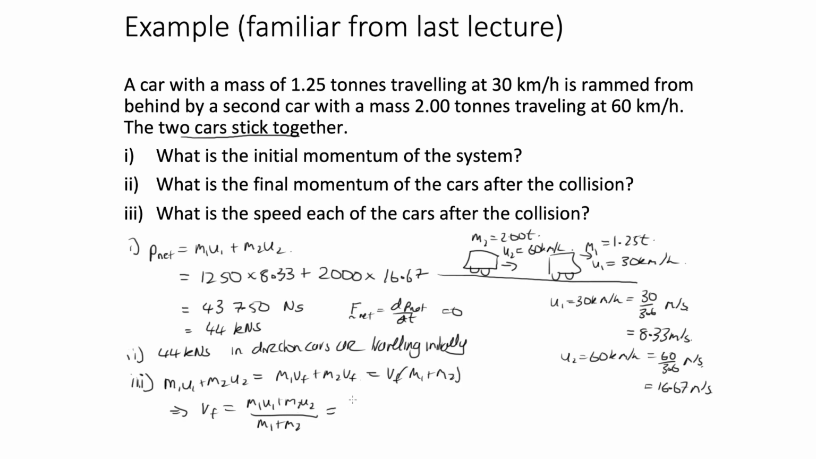And so that is equal to 43,750 divided by 2,000, that's m2, plus 1,250, that's m1. When we solve that, we get 13.46 meters per second, which if we want to convert back into kilometers per hour is 48 kilometers per hour. So we get the same answer as we did last lecture, but with a slightly different method, using momentum rather than the velocity of the center of mass.